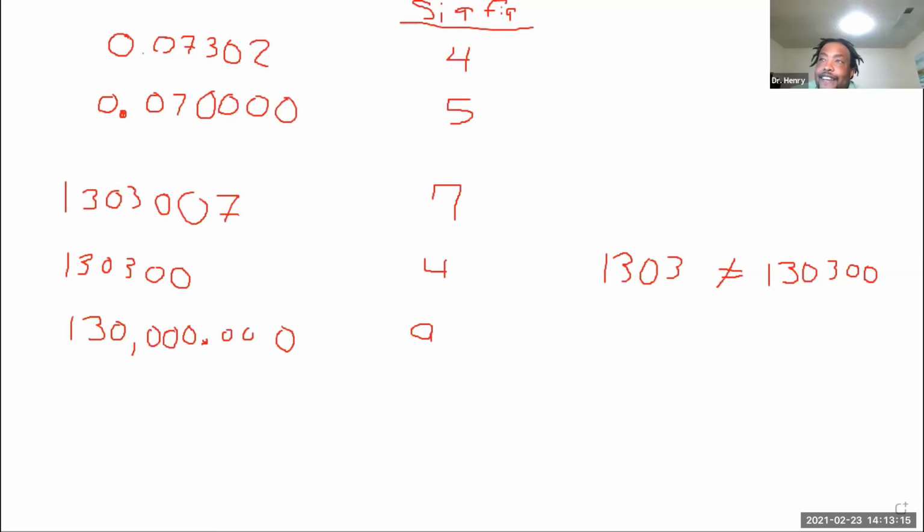Okay. Let's see. So now that's the easy part, right? This is just understanding how many Sig Figs there are. Pretty easy. We're going to come back to this because I want to test out those skills here in a second. But let's talk about addition.